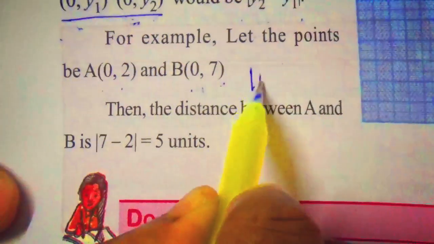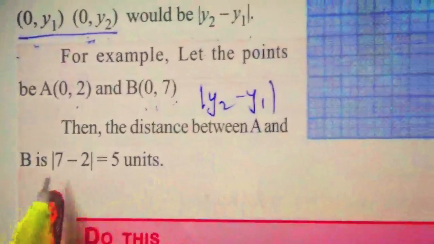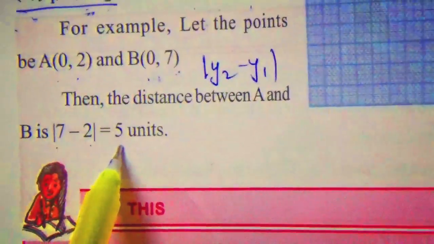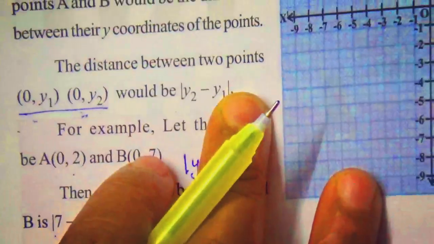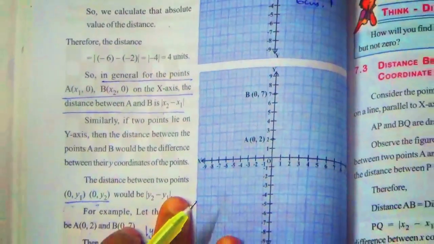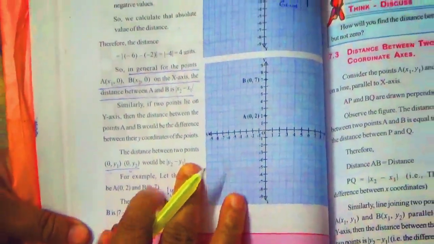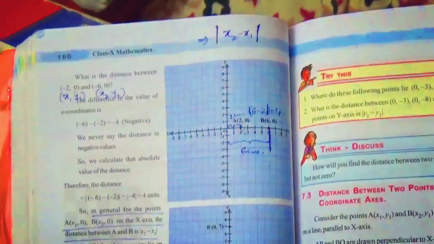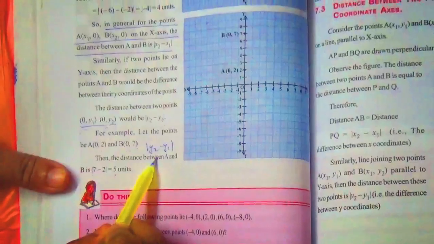So what is the formula? y2 minus y1. Hence it becomes 7 minus 2, that is equal to 5 units. I think you understand this well. Okay, the distance between the 2 points formula: when the y coordinates become 0, then it is the modulus of x2 minus x1. When the x coordinates become 0, then it is the modulus of y2 minus y1.